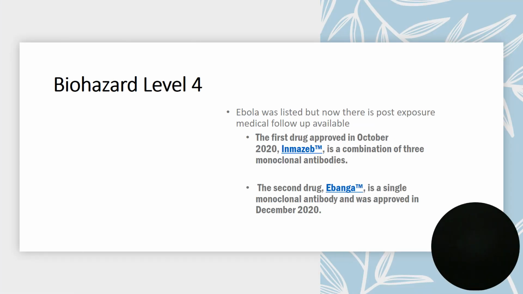In the disease listing for biohazard level 4 was Ebola, and now for individuals who contract Ebola, there are 2 treatments available, and both of these drugs block the ability of the virus to continue to multiply. This is given in a 2-dose treatment, I believe 8 weeks apart.